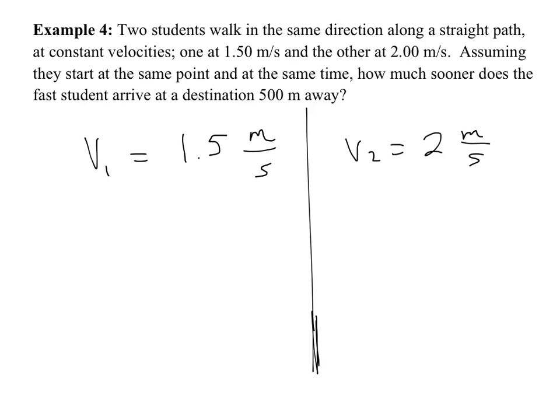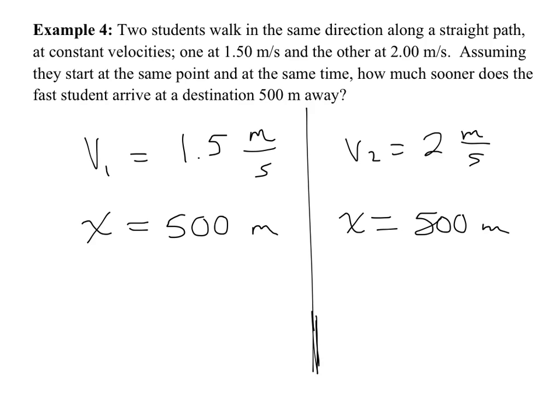Assuming they start at the same point and at the same time, how much sooner does the fast student arrive at a destination 500 meters away? So what does that tell me? What's the 500 part? Where's that coming into play? Yeah, but let's use the right term. There it is. And they're both the same, so I don't need to specify here. There's no need to call one of them x1 and x2 because they're both 500 meters, right?